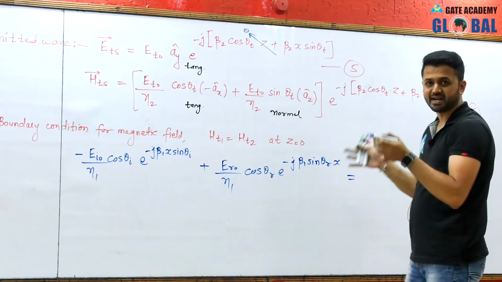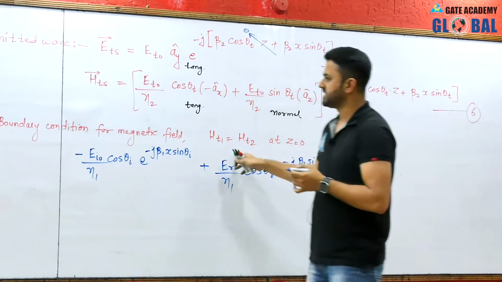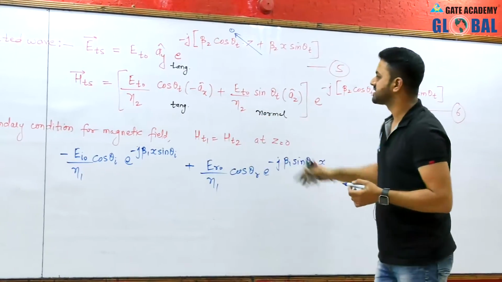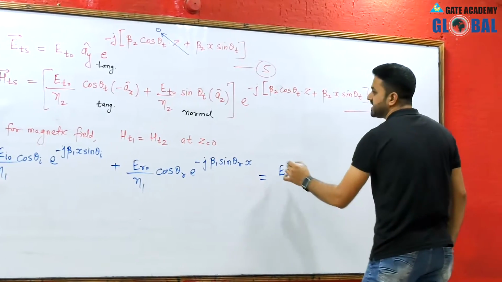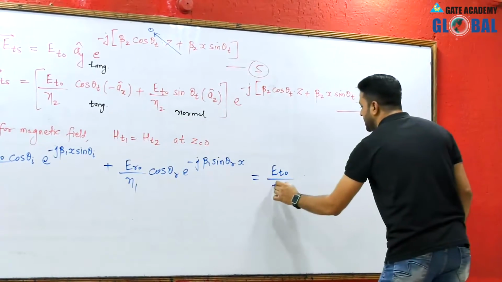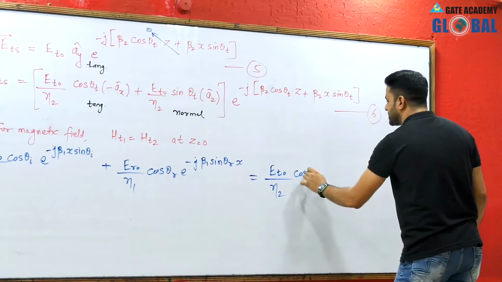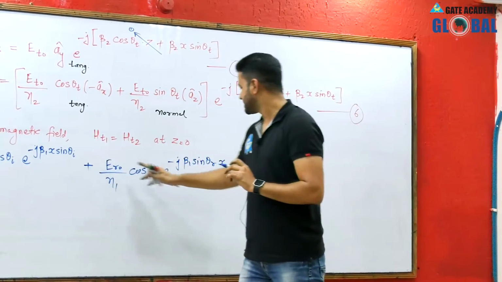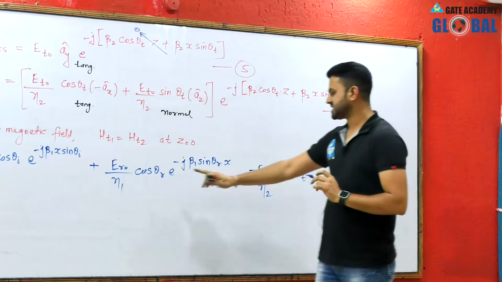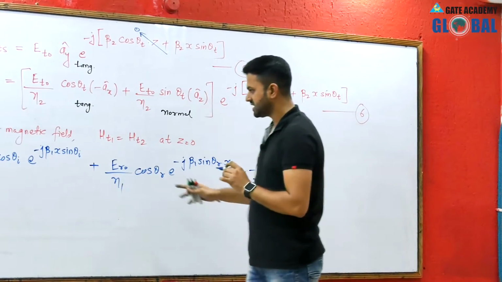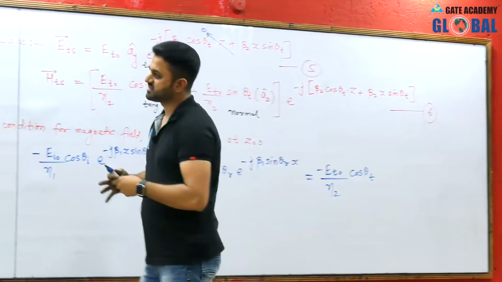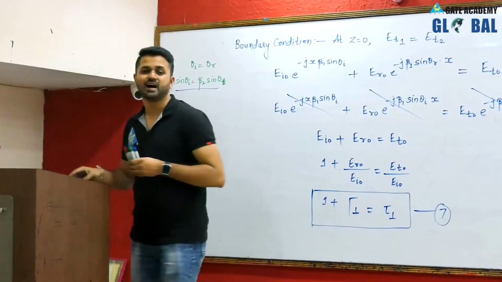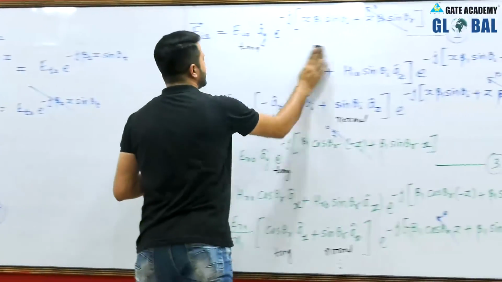This is the total magnetic field in medium 1 which is tangential. And for the transmitted wave, the tangential component, that is the x component, is ET0 divided by eta 2 cos theta t with a minus sign. So now this theta I is equal to theta r, so this theta r should be replaced by theta I, and also the exponential term. So let's clear it and then we will write. Consider these two: theta I is equal to theta r and beta 1 sin theta I is equal to beta 2 sin theta t.